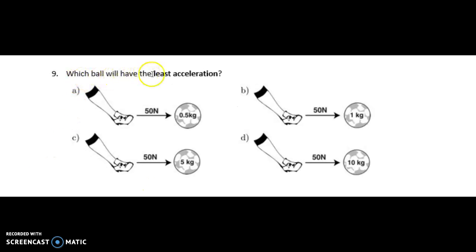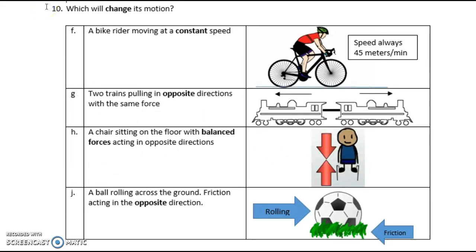Number 9. Which ball will have the least acceleration? So you want the smallest acceleration. A. When they kick with 50 newtons of force on a 0.5 kilogram ball. B. 50 newtons of force on a 1 kilogram ball. C. 50 newtons of force on a 5 kilogram ball. Or D. 50 newtons of force on a 10 kilogram ball. Choose your answer.